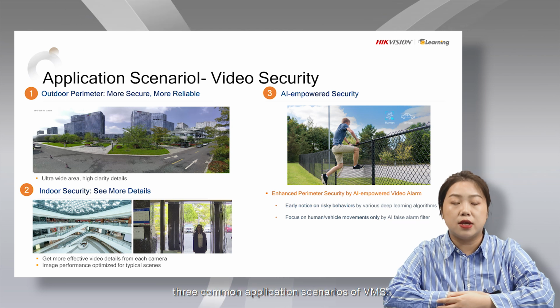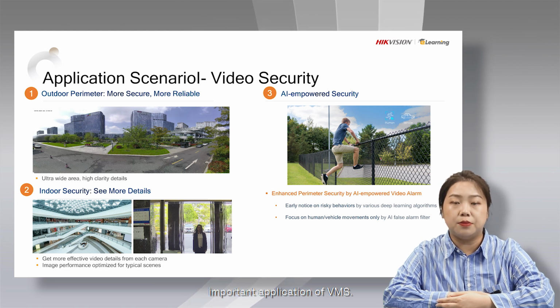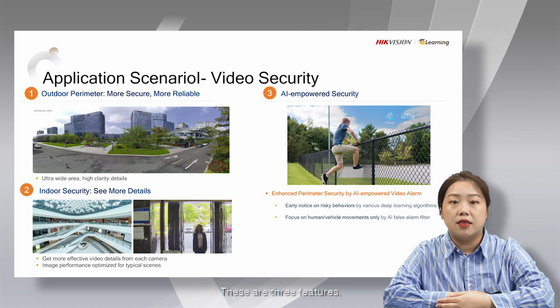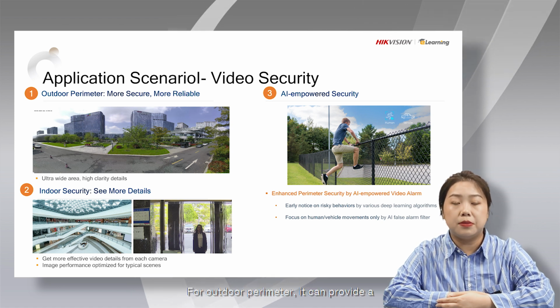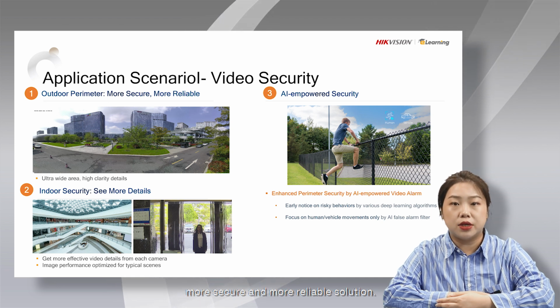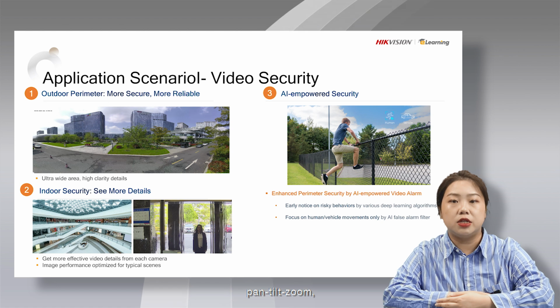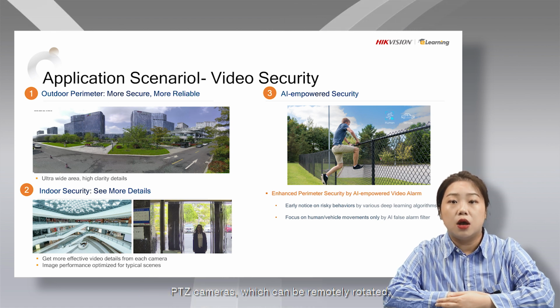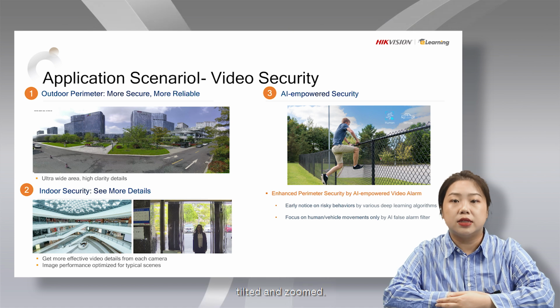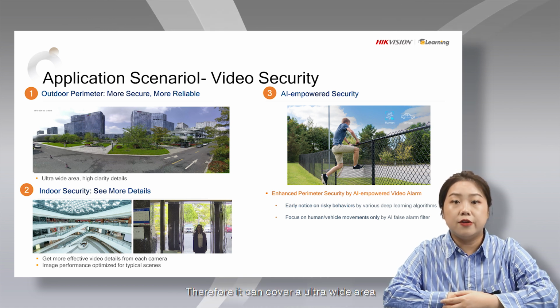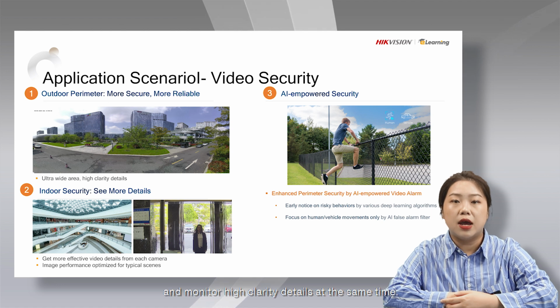Now let us check 3 common application scenarios of VMS. The first one is video security, which is the most basic and important application of VMS. These are 3 features. For audio parameter, it can provide a more secure and more reliable solution. A VMS may also provide the ability to remotely control pan, tilt, zoom PTZ cameras, which can be remotely rotated, tilted, and zoomed. Therefore, it can cover an ultra-wide area and monitor high-clarity details at the same time.